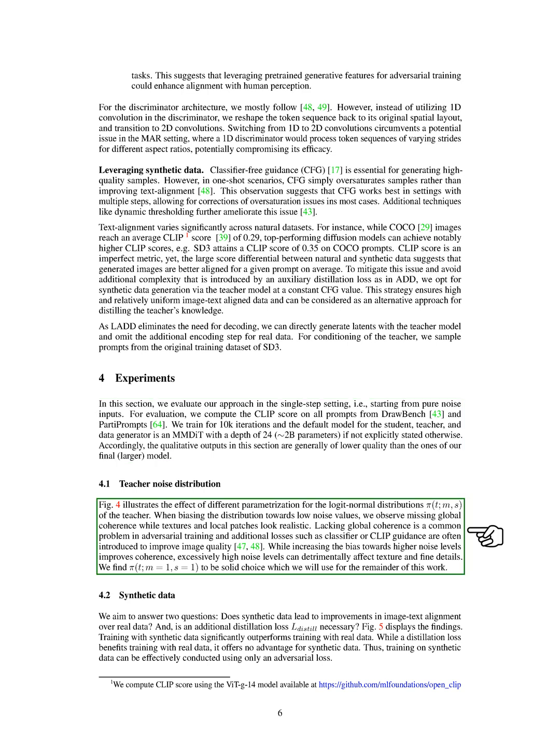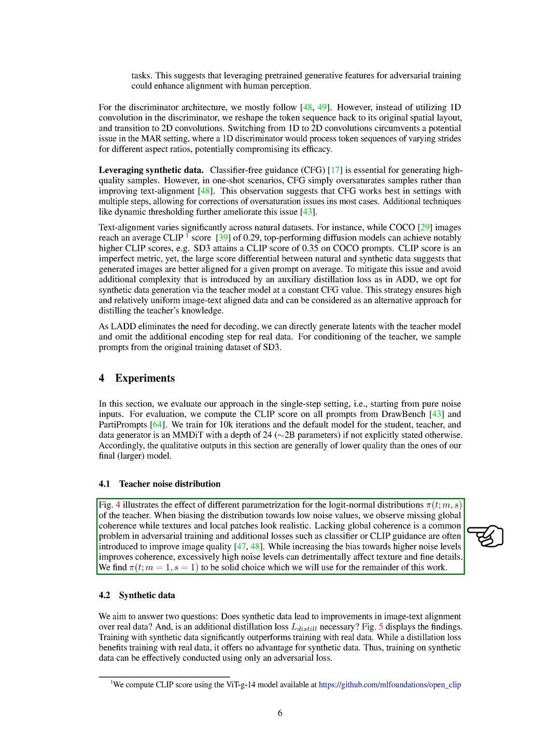We investigate different ways of setting up the logit normal distributions for the teacher noise. When we bias the distribution towards lower noise values, we notice a lack of overall coherence in the images, although textures and local patches appear realistic. On the other hand, biasing towards higher noise levels improves coherence, but excessively high noise levels can harm texture and fine details. We find that setting the parameters to m equals 1 and s equals 1 provides a good balance, and we stick with this choice for the rest of our work.